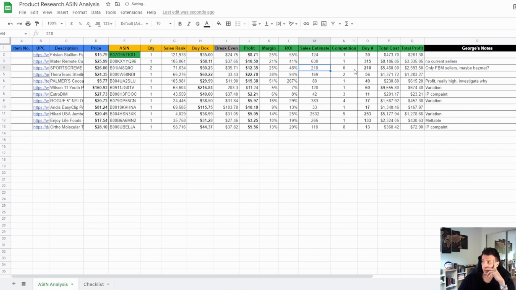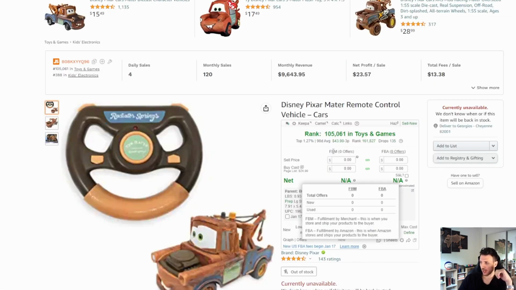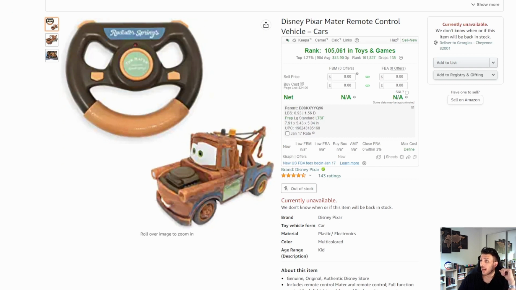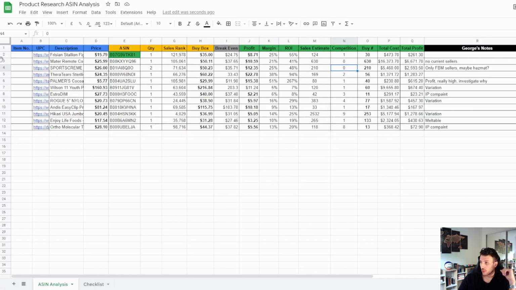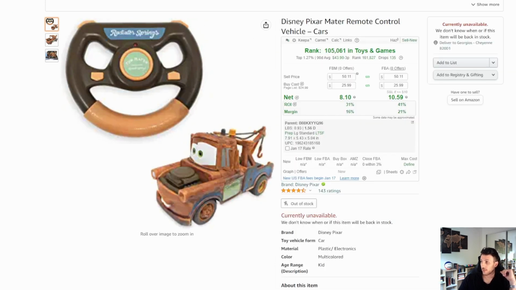There are no competitors, so we could potentially buy 630 units if we wanted to, but that's obviously way too many to buy. If it's your first time buying, you should keep it low as a test order. You should only buy 30, maximum probably 60 if it's your first time buying it. Let's punch these numbers in as well. It costs us $25.99 and the buy box is $50.11. So $10.59 worth of profit.